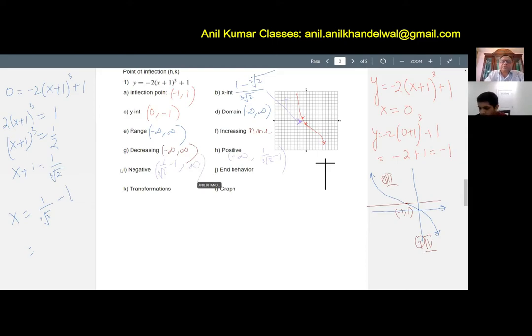this x-intercept. Perfect. Explain the right end behavior, please. Okay. As x goes towards infinity, y goes towards negative infinity, and as x goes towards negative infinity, y goes towards infinity. Perfect. Transformations. Okay. Reflect over the x-axis, translated right one, translated left one, and translated up one.